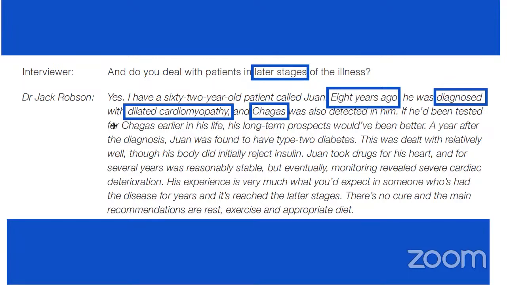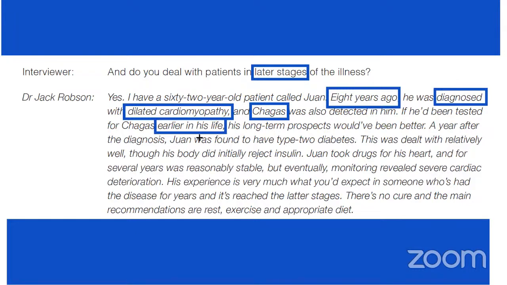If he had been tested for Chagas earlier in his life, that means late detection. Only 8 years ago it was detected. If it had been detected 18 years ago or 28 years ago, his long-term prospects would have been better.